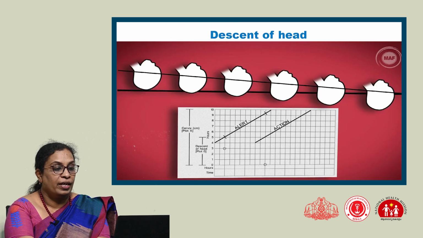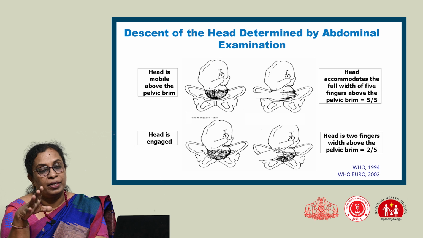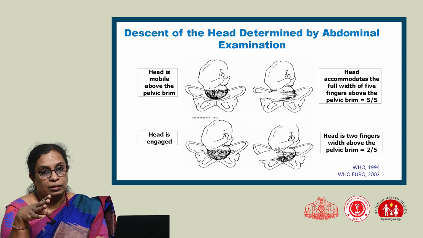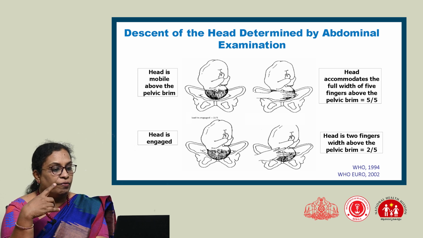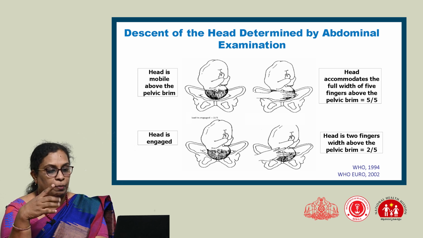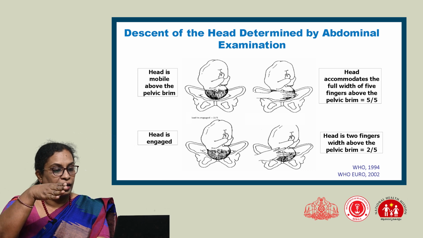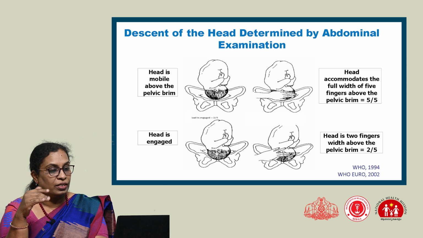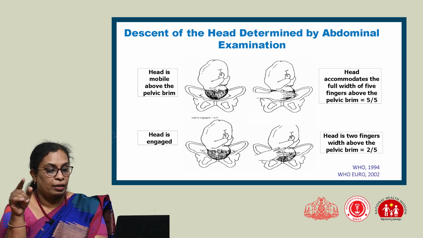This is the descent of the head. Per abdomen, you have to palpate the fetal head. How much fifth of your fingers can accommodate the fetal head? That is just above the pubic symphysis. In the first picture, you can see 5/5 is palpable. All 5 fingers can palpate the fetal head. Then it goes down. The line shown is just the pubic symphysis brim, pelvic brim.